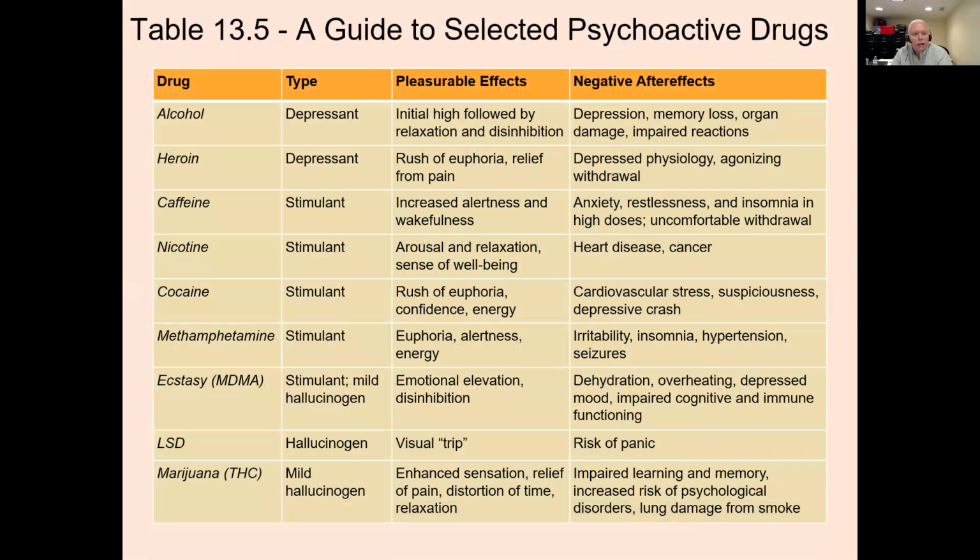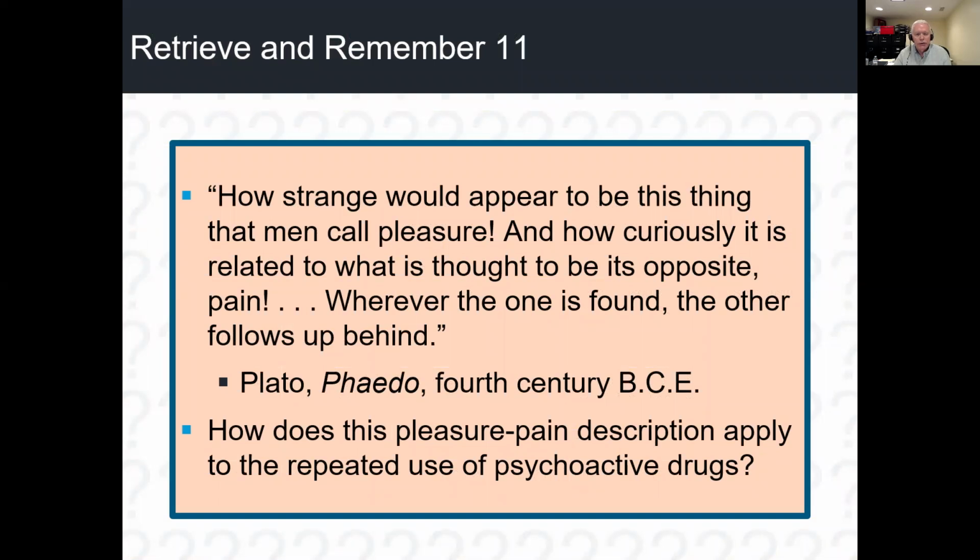This table helps us make a comparison of some of the drugs that we've been talking about. You'll find this in your textbook, and it's a helpful review of some of what we've been talking about. In completing this discussion, I would like to share with you this quote also found in your textbook about addiction. "How strange would appear to be this thing that men call pleasure, and how curiously it is related to what is thought to be its opposite, pain. Whenever the one is found, the other follows up behind." Plato. So how does this pleasure-pain description apply to the repeated use of psychoactive drugs?